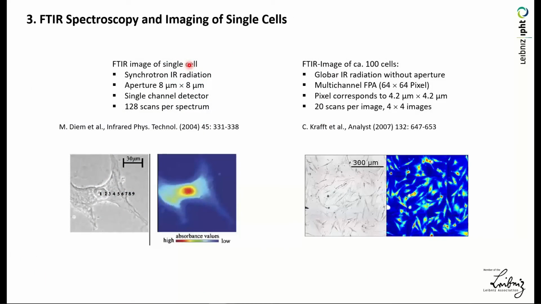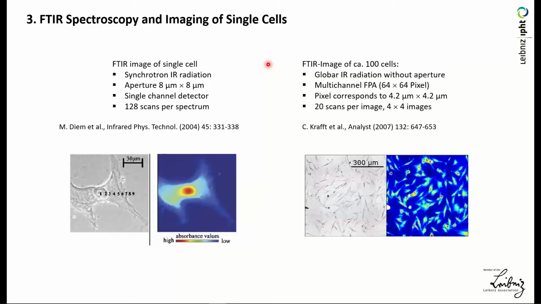So the next topic is FTIR spectroscopy and imaging of single cells. The state of the art a couple of years ago was to use synchrotron radiation with a small aperture, for example, 8 by 8 micrometer. If the aperture is in this size range, the throughput is very small, and to overcome the problem of the low intensity, synchrotron radiation can be used. A single channel is used, with quite a high number of scans per spectrum, and then a single cell can be scanned.